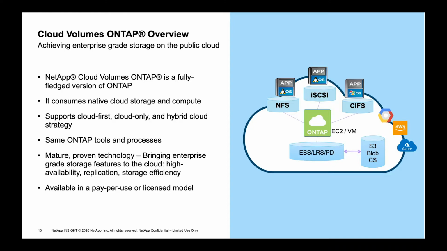You can see in this diagram that the controller is the cloud's compute service, so EC2 for AWS, VM for Azure and Google. And for the storage layer, it will be the aggregates from the cloud's block device and object storage as well. It's a mature, proven technology that exists for over 5 years now, and the majority of our customers are using it for production workloads.